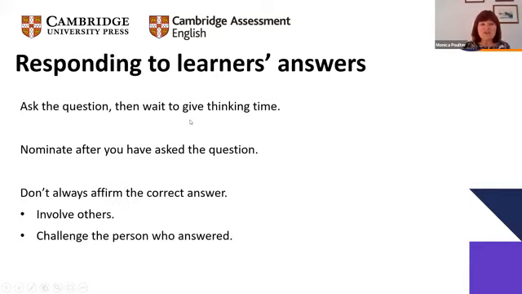Don't always affirm the correct answer. Involve other learners. So somebody gives you the answer and you just ask the other learners, is she right? Do you agree? And then everybody's got a chance to think. And the final thing is challenge the person even who answered.